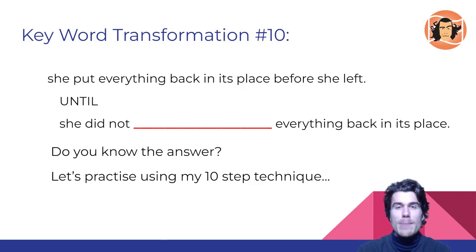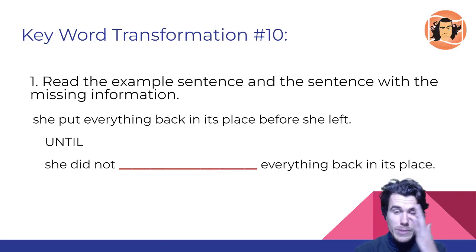So, step 1. Read the example sentence and the sentence with the missing information. She put everything back in its place before she left. She did not everything back in its place. Okay, so we have a positive in the example and a negative in our one.